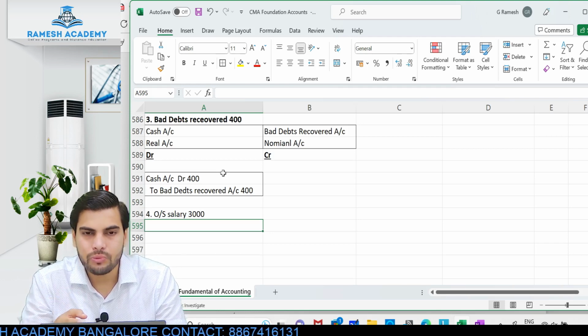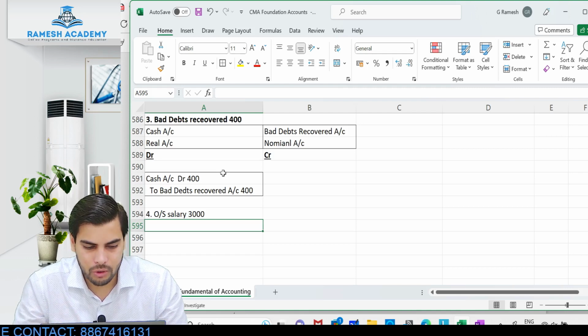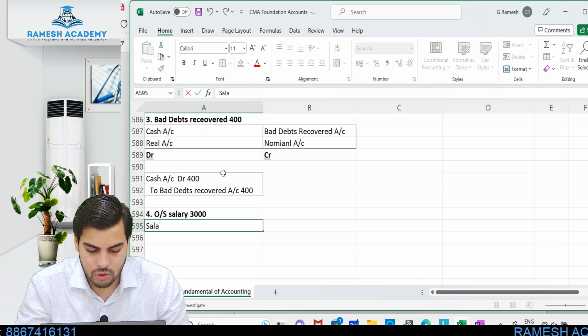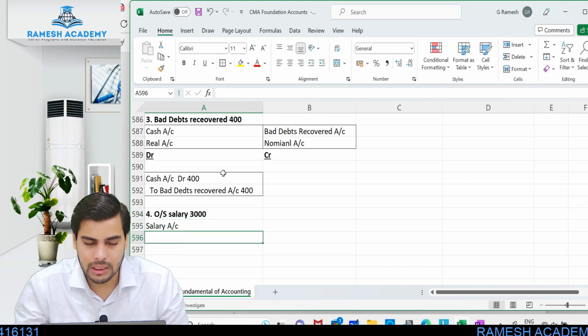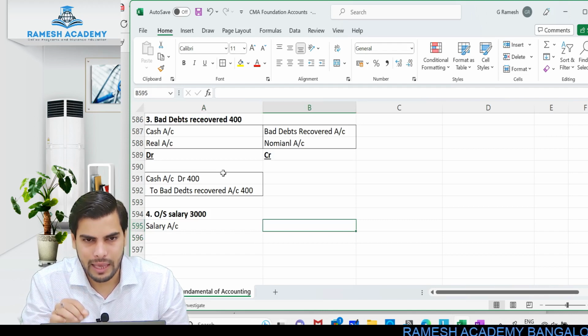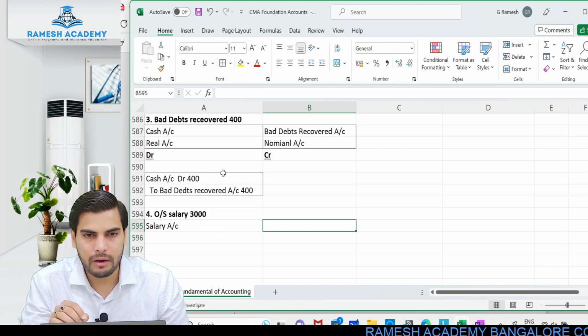So in this case, when I say outstanding salary, I have incurred the salary expenses to the extent of 3,000. Only thing is, I have not paid the amount yet. So what would be the two accounts which will get affected over here? I need to recognize this as an expense. So salary will be recognized as an expense for that particular year itself. So salary account, and what? Cash.